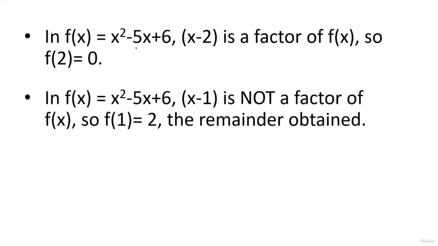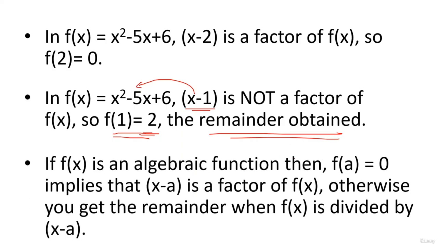The second thing to observe is whenever we took x square minus 5x plus 6 and x minus 1 is not a factor, when you substitute x equals 1 in the given expression, you got the value 2, which is the remainder obtained, isn't it? So combining these two into one result, we can say that if f of x is an algebraic function, then f of a equal to 0 will imply that x minus a will be a factor of the given function. Otherwise, you get the remainder when f of x is divided by x minus a.